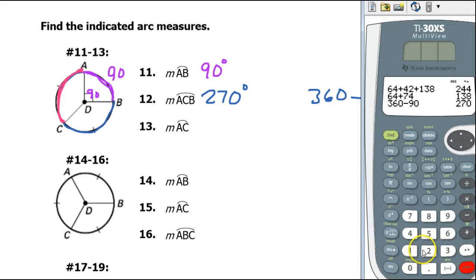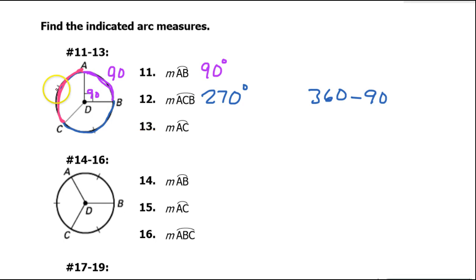So what's 270 divided by 2? 135. So that means this is 135, and this is 135.